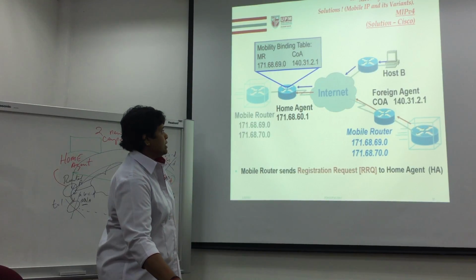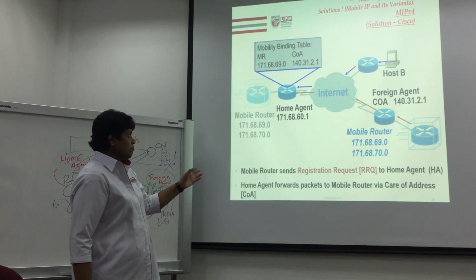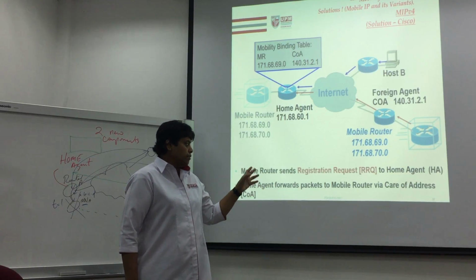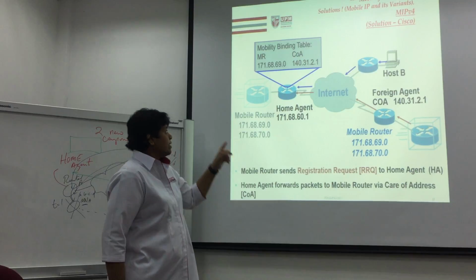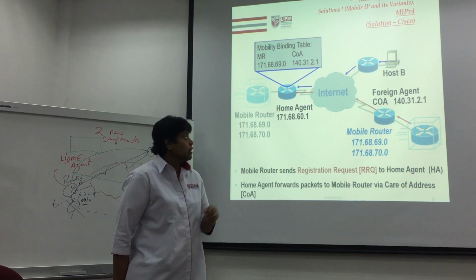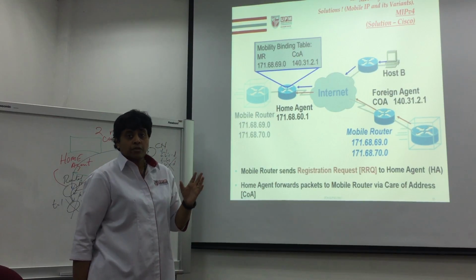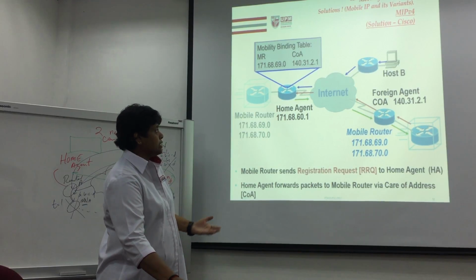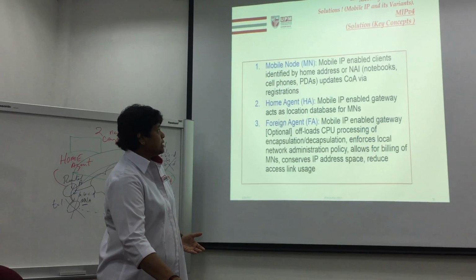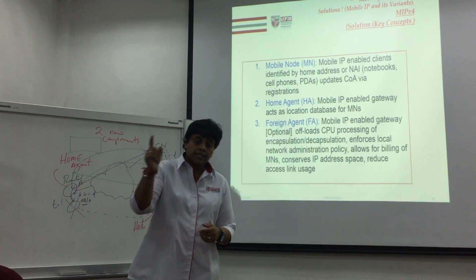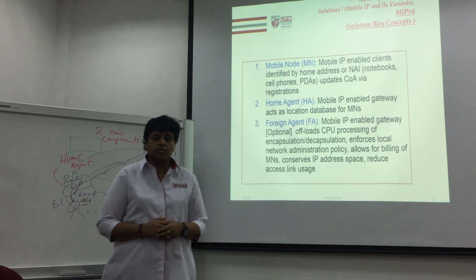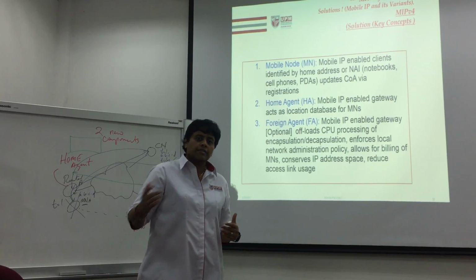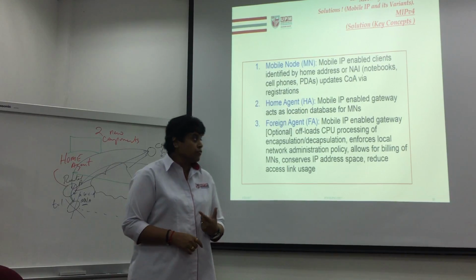So when host B sends a message to the home agent, it forwards the packet to the mobile router via the care of address using the 140.31.2.1 address. And then they send the message, and the next slide after this will explain to you clearly how the triangle routing is formed.